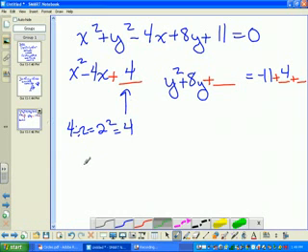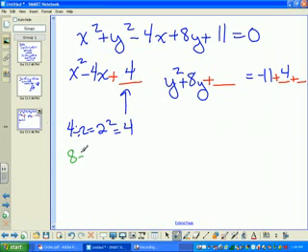Then I'm going to take my other one. I'm going to take that 8 and do the same thing. Half it, and I'm going to get 4. Square it, and I'm going to get 16. So 16 is going to go in that other blank. So now all we have to do is factor.